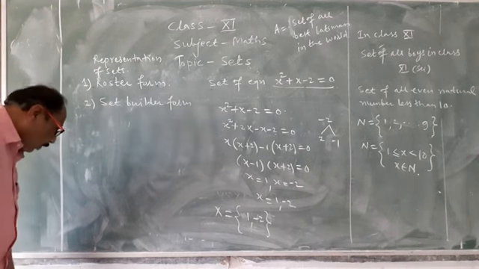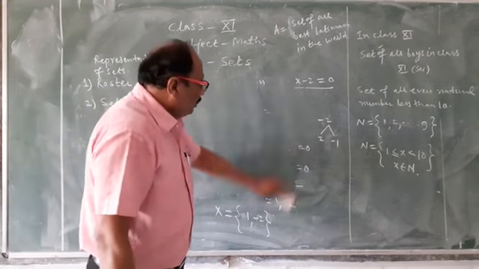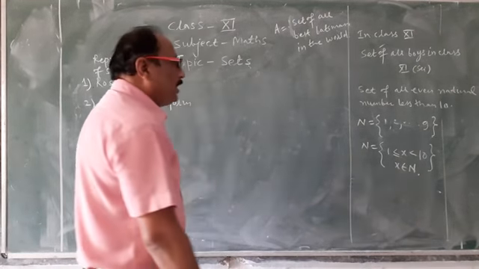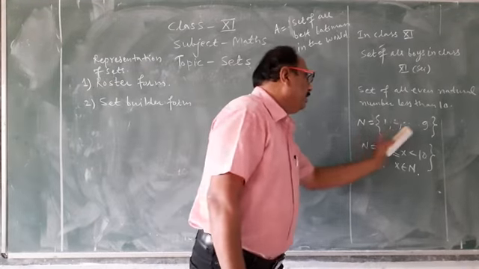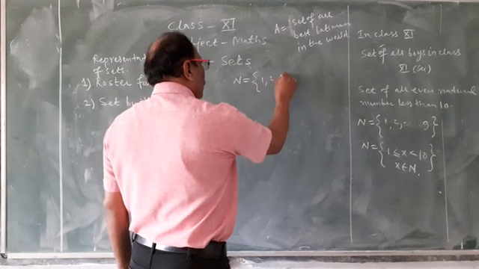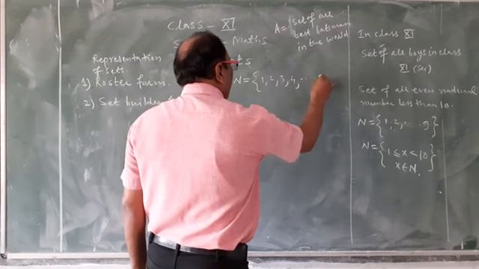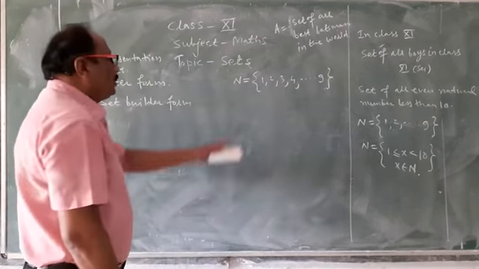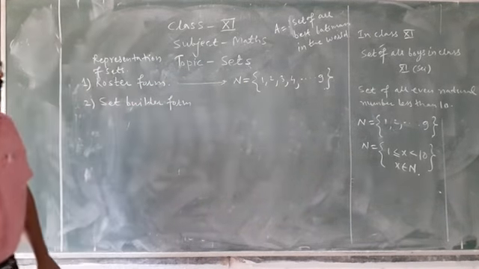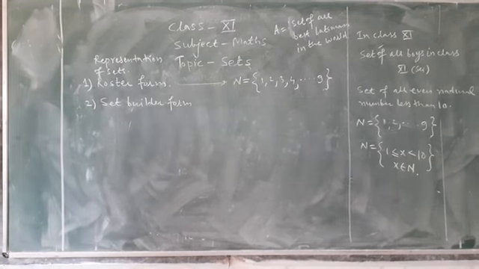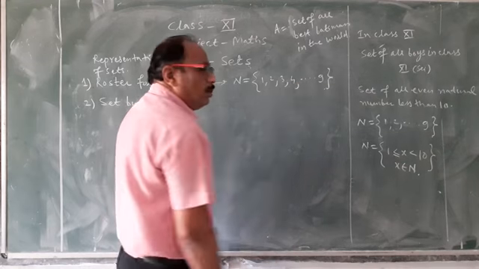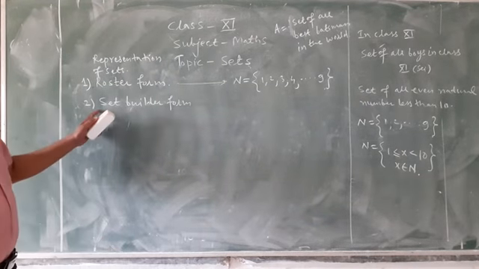What do you mean by roster form? In roster form, the elements of a set are written in commas. For example, the set of natural numbers less than 10: elements we write as n is equal to 1, 2, 3, 4, 5, 6 up to 9. This form is roster form. Roster form means all elements we write in the form of elements, and these elements are separated by commas.